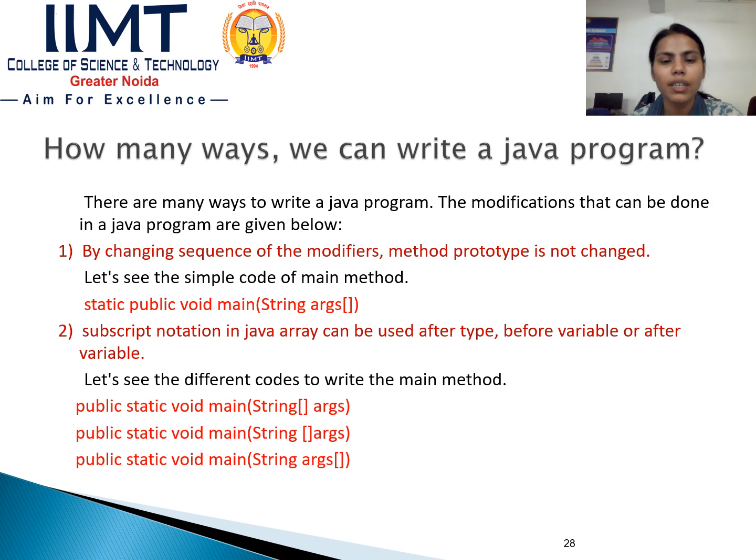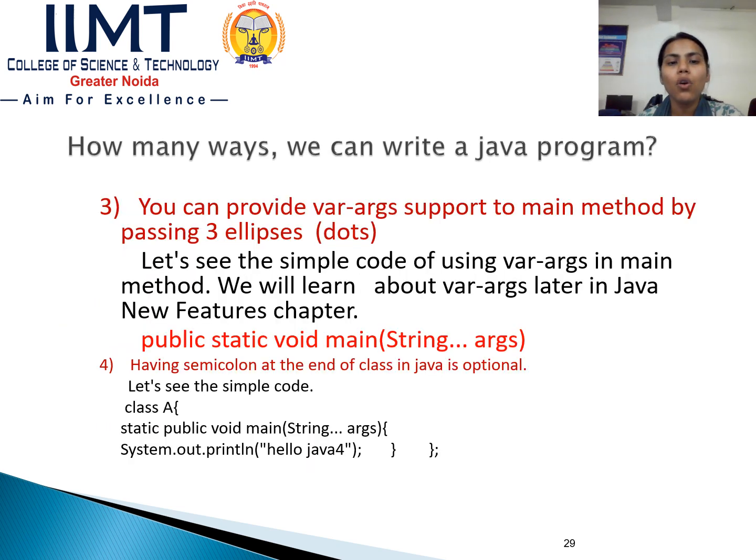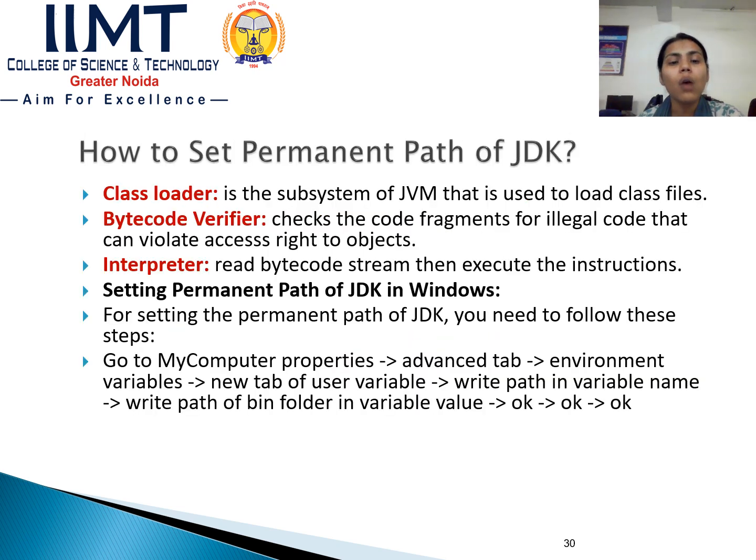public static void main(String[] args), public static void main(String []args), public static void main(String args[]). Third, you can provide varargs support to the main method by passing three dots. Let's see the simple code of using varargs in the main method. We will learn about varargs later in a Java new features chapter. Having a semicolon at the end of the class in Java is optional. Let's see the simple code: class A, static public void main(String[] args), System.out.println("Hello Java").